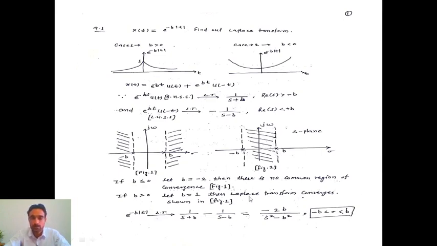Okay, so the final result of this input signal e to the power minus b mod of t is equal to 1 upon s plus b minus 1 upon s minus b, and ROC is in between minus b and plus b. So the first case, b less than or equal to 0, is not possible. The second case is possible because there is a common region for this input signal.